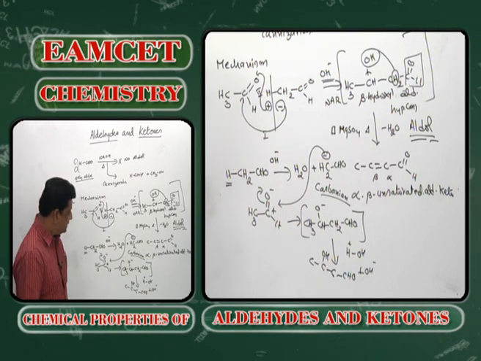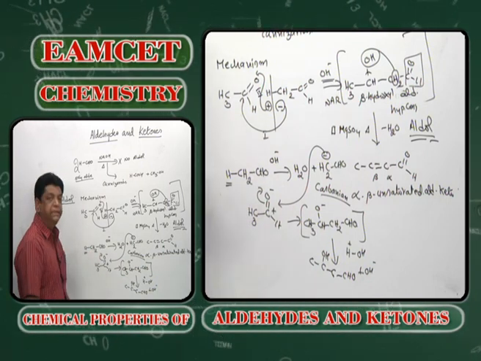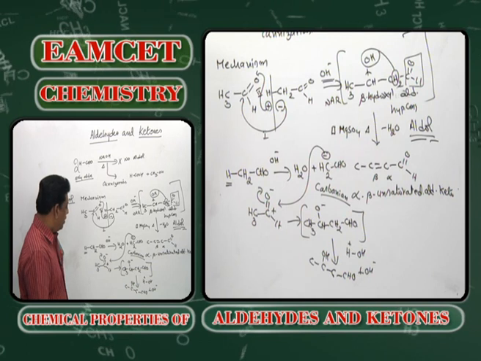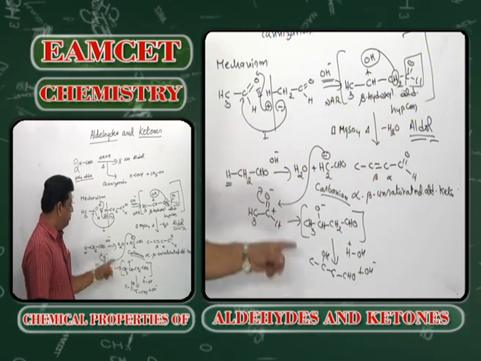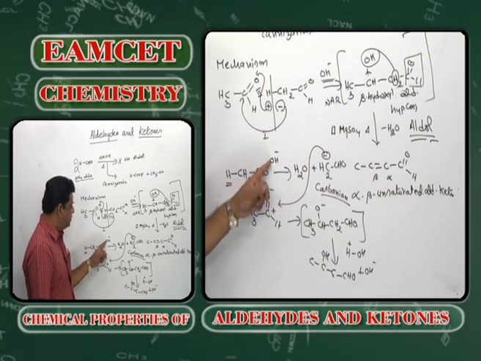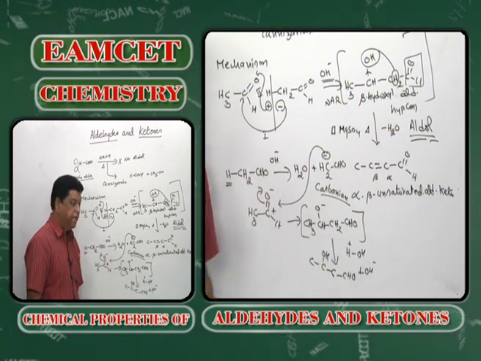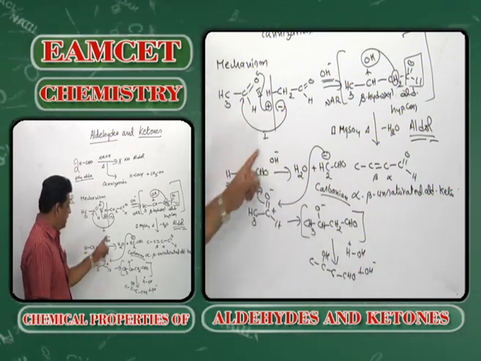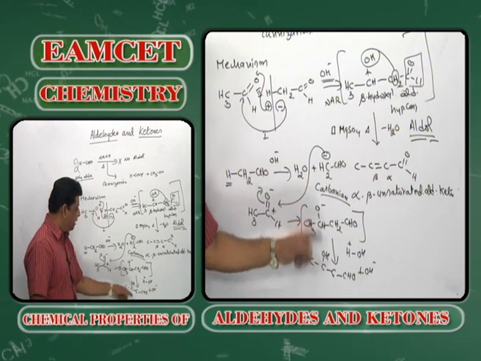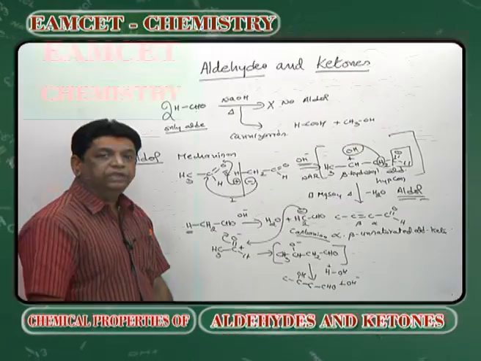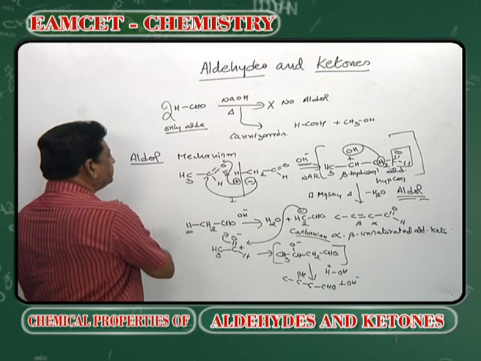The concentration of the catalyst will not decrease in a catalytic reaction. That is the quality of a catalyst. So here OH is used and again released at the end. This H is taken temporarily and again given back to this O minus, so that OH is formed. That is the role of the OH minus.